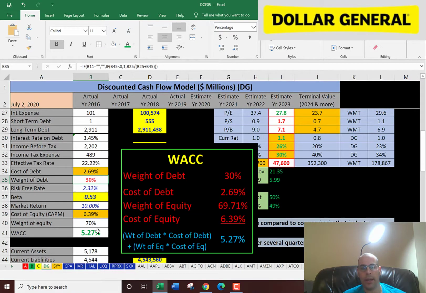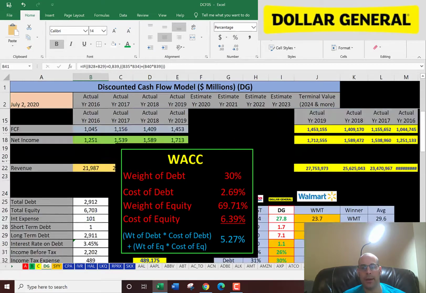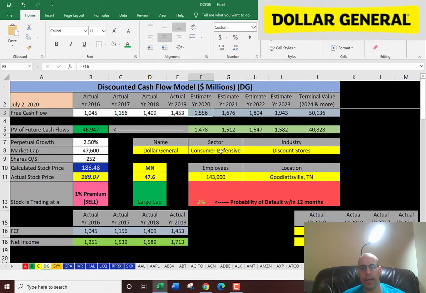So to calculate the WACC, it's a blend of the cost of debt and the cost of equity. And that comes at the 5.27%. And that's what we're going to discount the future cash flows by. So we estimated 4 years of future free cash flows. Then we did a terminal value, which is all years past year 4, and that's $50 billion. We discounted those numbers back to today's dollar amounts. And we get a value of the company of $47 billion.